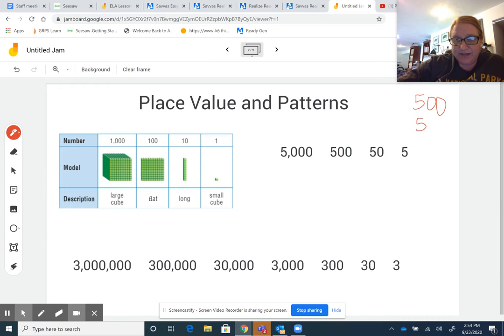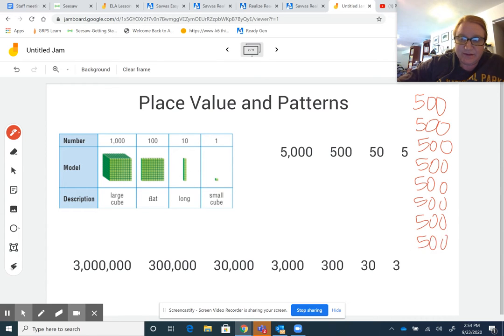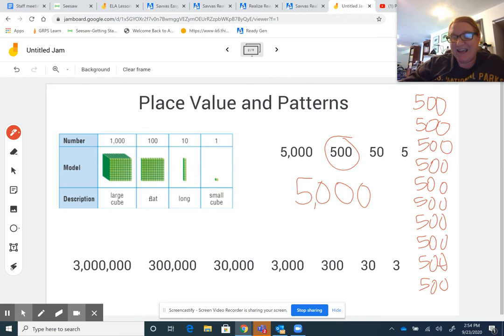500 10 times. 3, 4, 5, 6, 7, 8, 9, 10. Right? So I wrote the number 500 10 times. Now I'm going to count by fives. 5, 10, 15, 20, 25, 30, 35, 40, 45, 50. Right? There are 2 zeros on each one. So 500 10 times is going to give me 5,000.